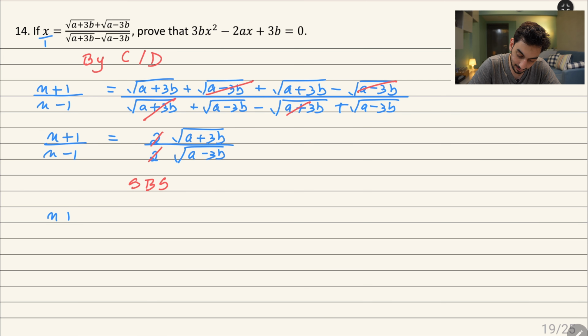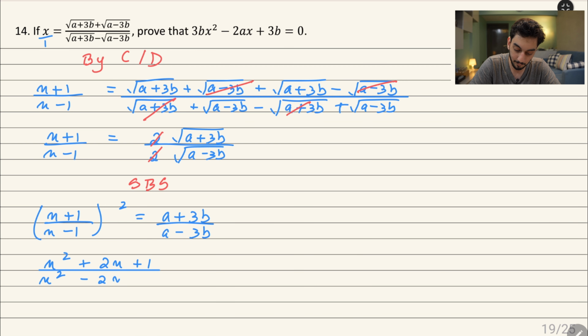So it becomes x plus 1 upon x minus 1 all squared is equal to, on the right hand side just the square roots go away, so it is a plus 3b upon a minus 3b. Okay, let us expand the bracket. A plus b the whole square is a square plus 2ab plus b square, and in the denominator it is a minus b the whole square, so x square minus 2x plus 1 is equal to a plus 3b upon a minus 3b.